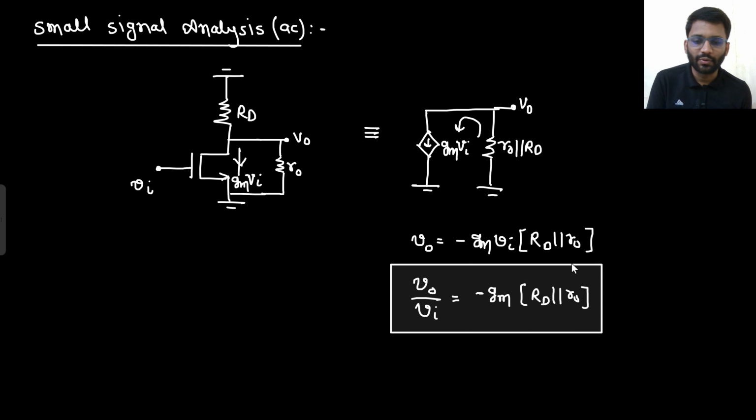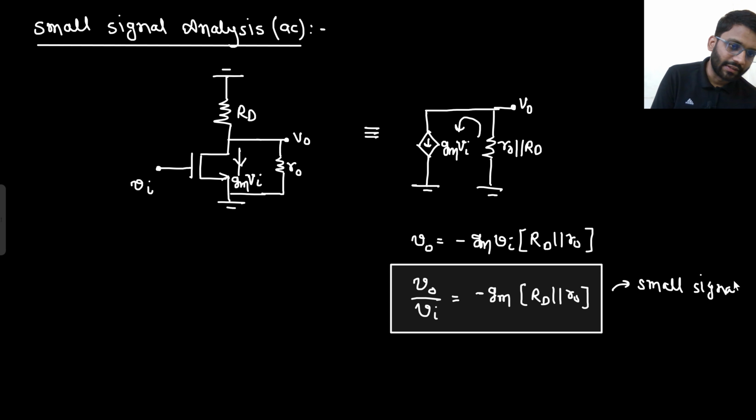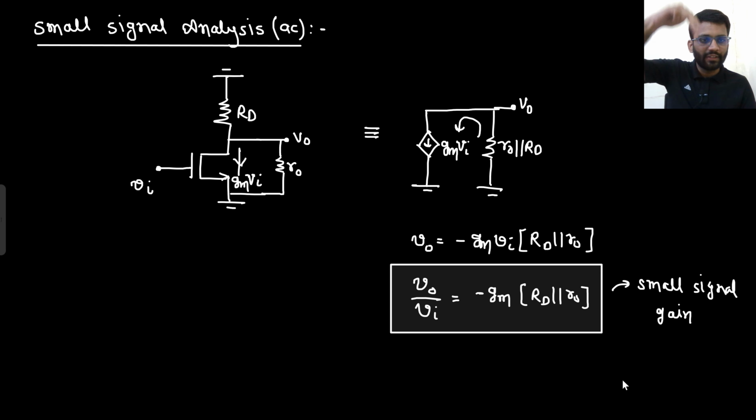This is what is called small signal gain. V0 by vi we found. What did we do? gmvi current is flowing. That current is flowing through RD parallel R0. Then we wrote down the value of V0. V0 by vi is minus gm RD parallel R0. So this was the first thing that we found. That is small signal gain.